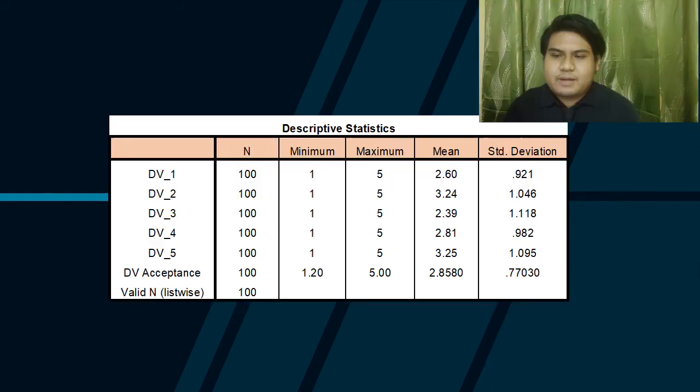Next, we go to the descriptive statistics. It is to determine the level of student acceptance towards online learning during the pandemic COVID-19. The mean and standard deviation have been computed and show that the overall mean for students' acceptance was 2.8580. Therefore, this value shows that the acceptance of students towards online learning during the pandemic COVID-19 is weak.